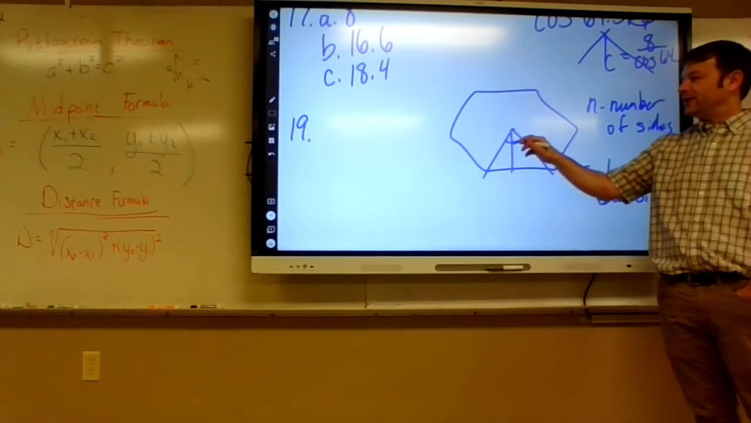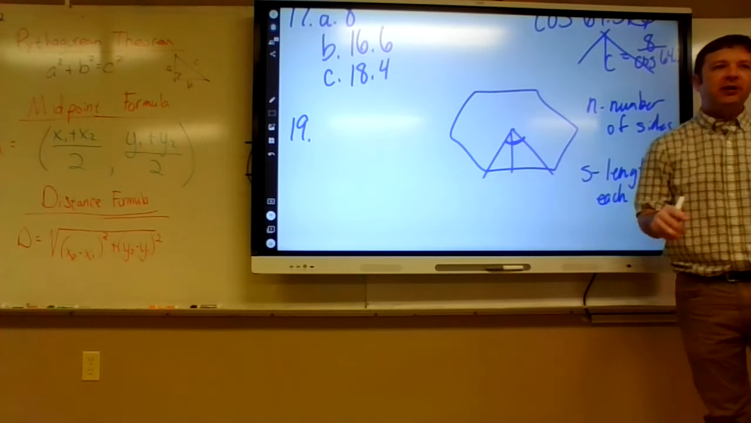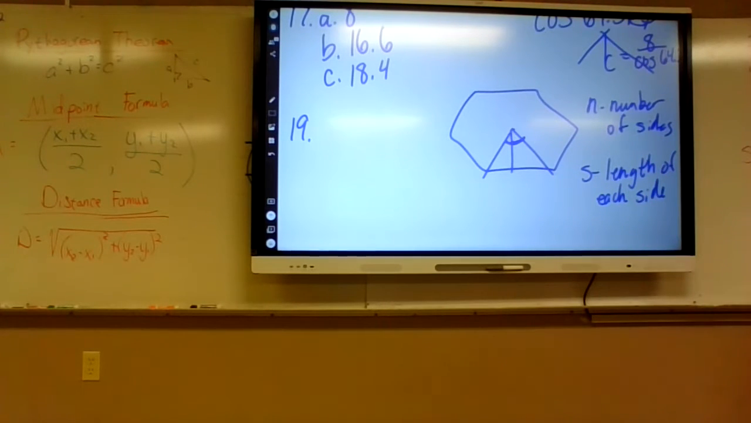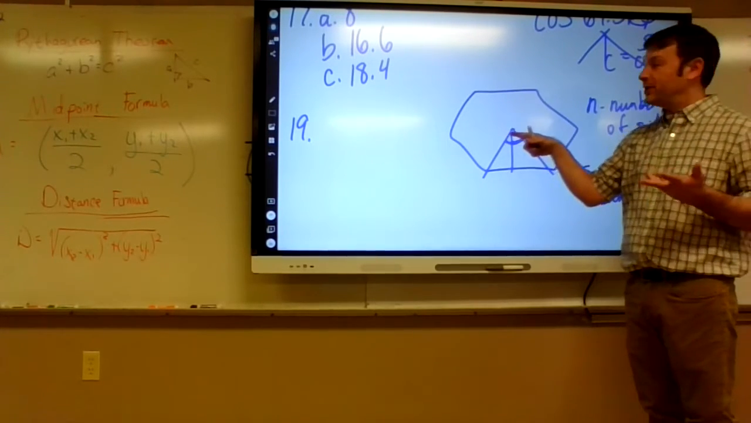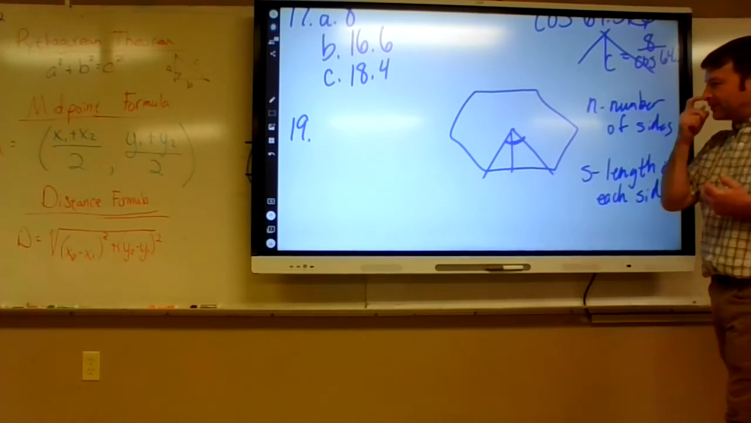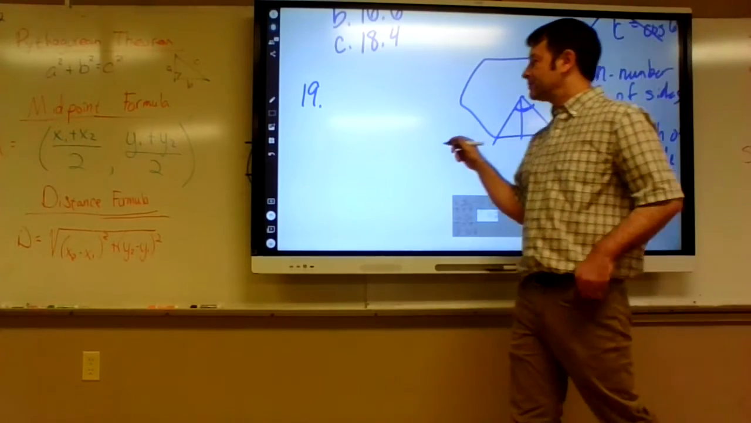We started by finding the big angle. So how do I find a big central angle? Divide 360 by the number of sides. Right. We divided 360 by 7, divided by n. So it starts off as 360 divided by n.